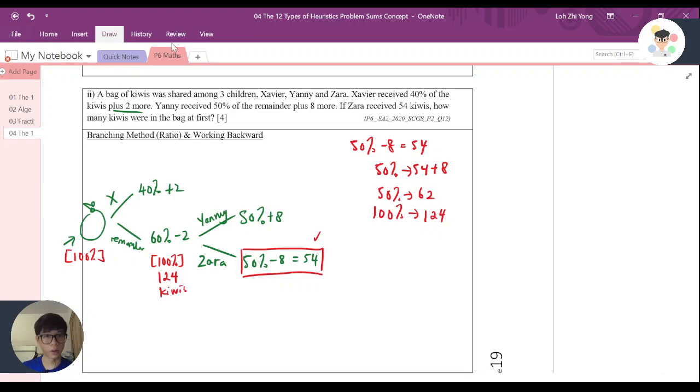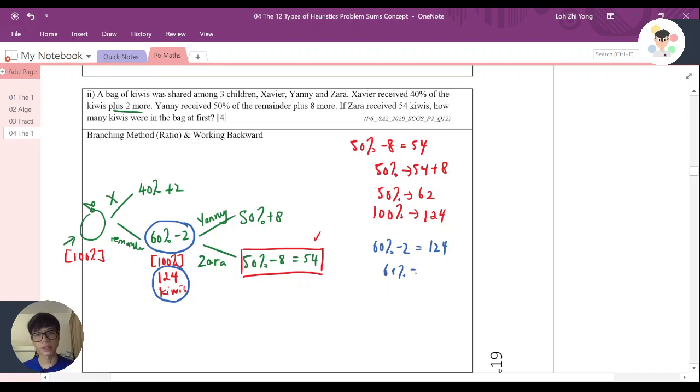Now, of course, I also know that the 60% minus 2 actually belongs to the 124. So 60% minus 2 is equal to the 124. So I know that 60% of it is equal to 126. I should use arrow, I think. So 60% is 126.